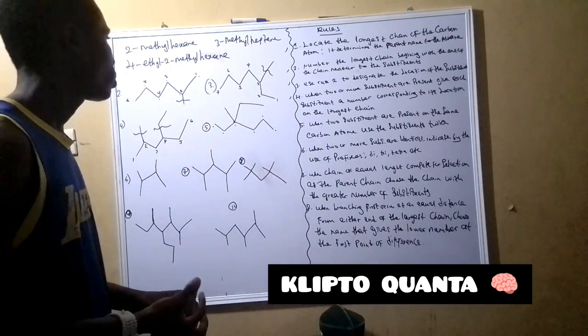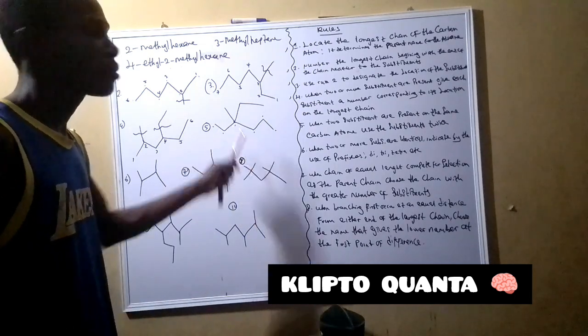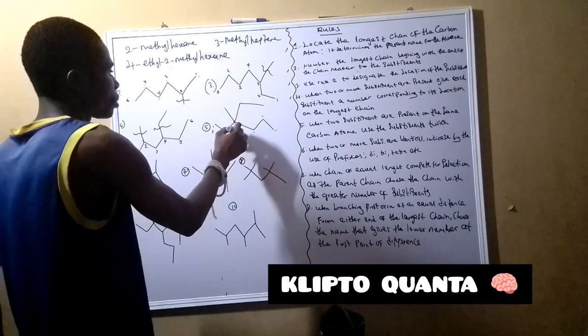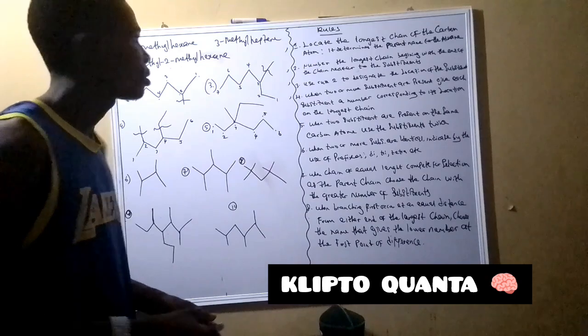So now it depends on how you want to count this. 1, 2, 3. I will count from 3 because this is for 1, 2, 3, 4. So 1, 2, 3, 4, 5, 6. Are you getting what I'm saying?